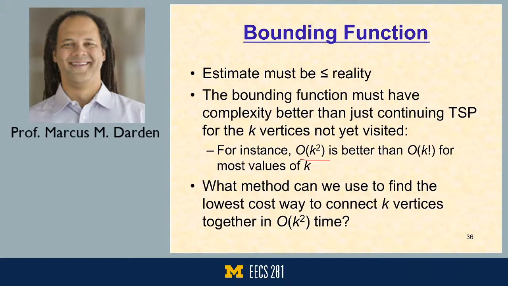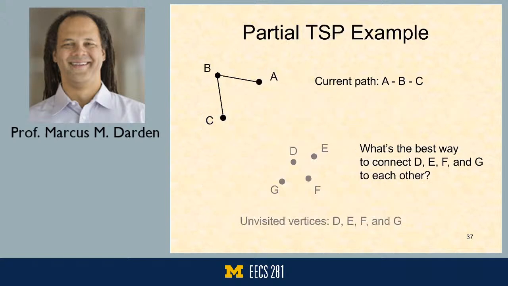All right, this question here I already answered. What method can we find to connect my lowest cost k vertices in k squared time? MST. So here's what this looks like. I'm going to put this all together now, in graphic format.